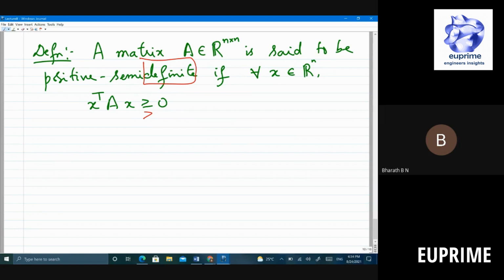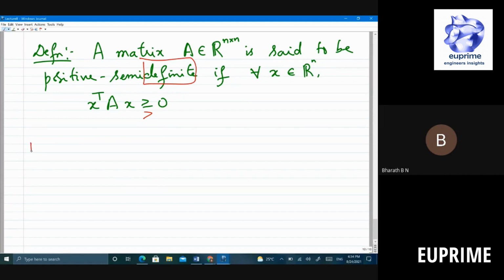Okay, positive semi-definite. Now what can you say about such matrices? What about the entries of such matrices? Suppose I say that A is positive semi-definite. What can you say about the entries? Can you say something about the entries? Let's look at an example.